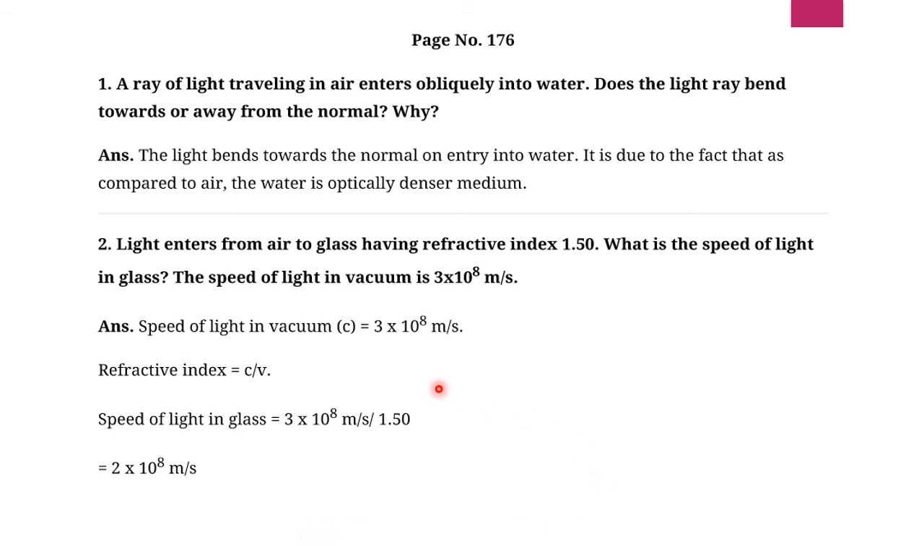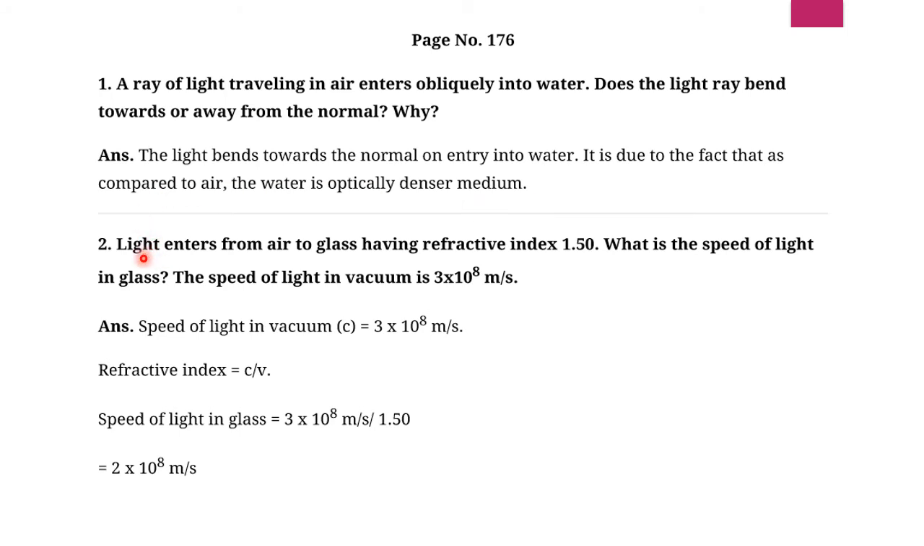These are some questions and answers on page 176. A ray of light traveling in air enters obliquely into water. Does the ray bend towards or away from the normal? Why? The light bends towards the normal on entry into water. This is due to the fact that as compared to air, water is an optically denser medium.